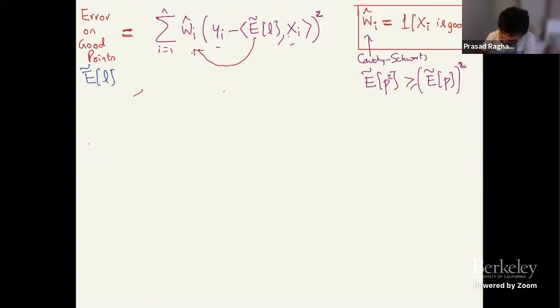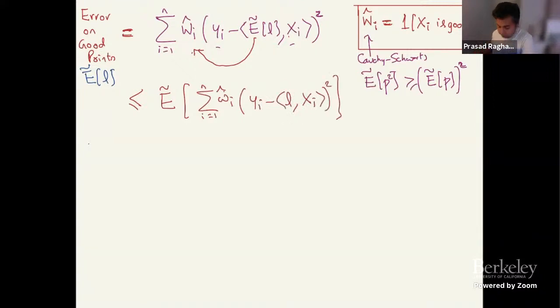Right, so we just say this is at most pseudo expectation. Actually, let's move it all the way out. Sum over i equal to 1 through n, w_i hat times (y_i minus the inner product of L and x_i) whole squared. Okay, so that's good. All right, so then what do we do next?